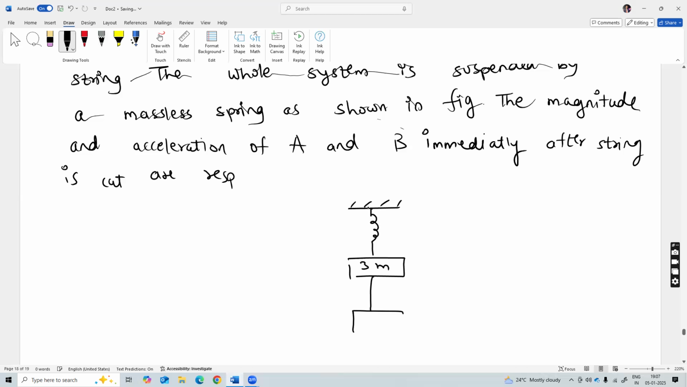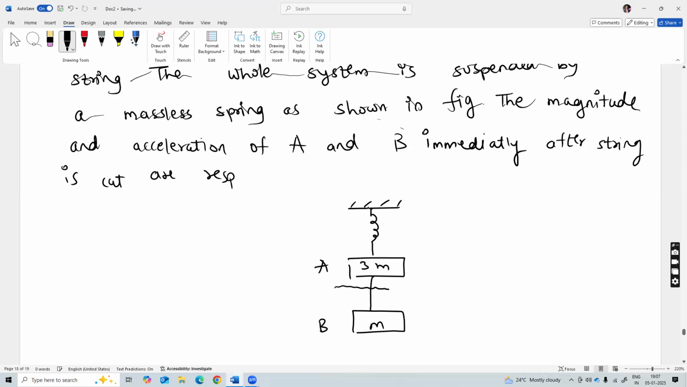So this is A, this is B. A is 3m, B is m. They are connected by a string, and the whole system is connected by a spring. So at the end, we cut this string from here. So what are the accelerations of A and B? We have to find out the acceleration of A and B immediately after the string is cut.